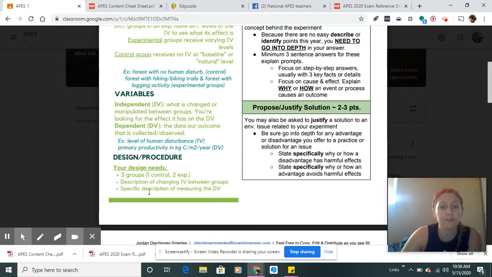And a specific description of measuring the dependent variables. So if you're looking at the size of a population of, I don't know, water fleas, and you want to test how pH affects them, you don't want to just write, I'll measure the population of water fleas. You're going to want to go in depth on how you're going to do that. Are you going to do random sampling, look under the microscope, and physically count them? It can really go with anything, this question.